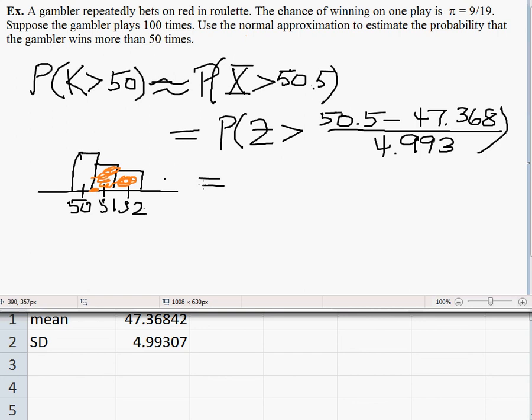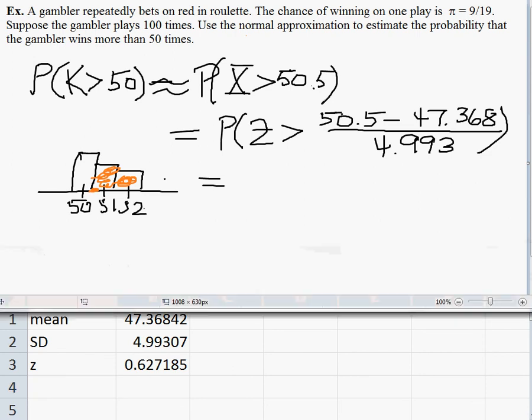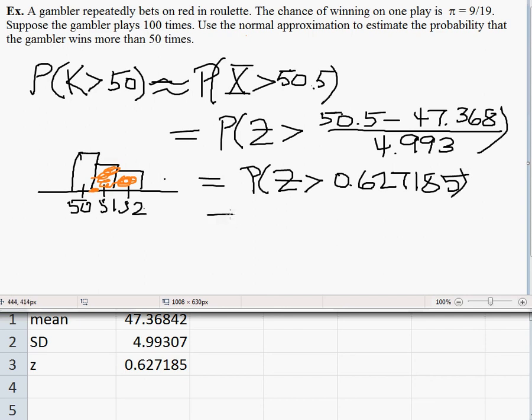And so this will give me my z-value equals 50.5 minus the mean divided by the standard deviation, and I get a z-value of 0.627. So the probability that a standard normal random variable is bigger than 0.627185. Now this probability can be found with Excel.